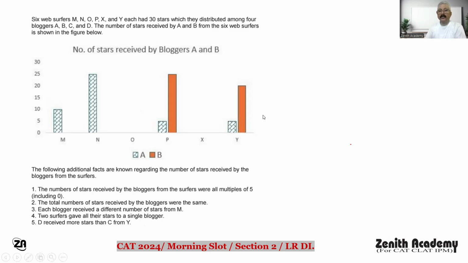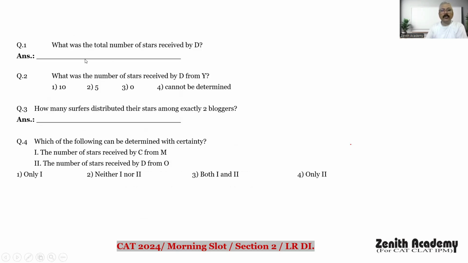Now the questions are: What was the total number of stars received by D? What was the number of stars received by D from Y? How many surfers distributed their stars among exactly 2 bloggers? And which of the following can be determined with certainty? Statement 1, the number of stars received by C from M. And statement 2, the number of stars received by D from O. So these are 4 questions.